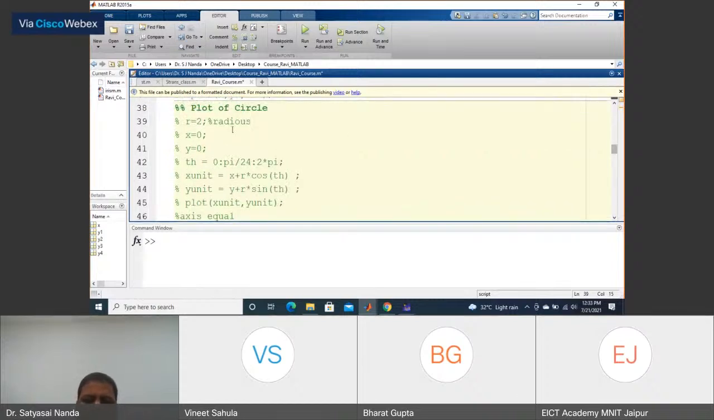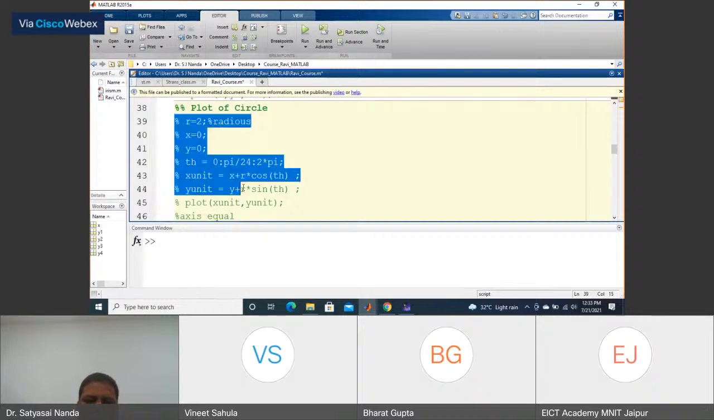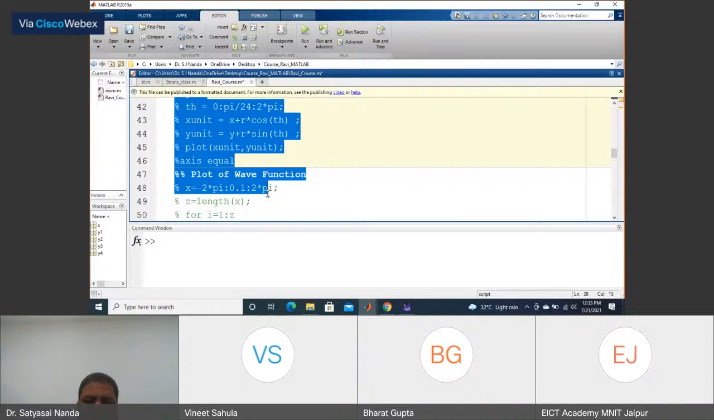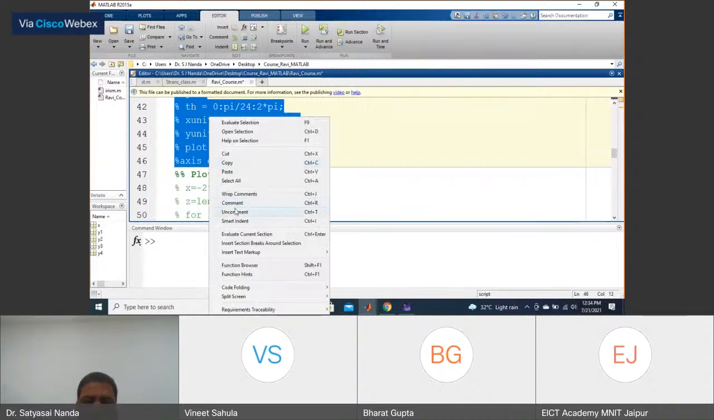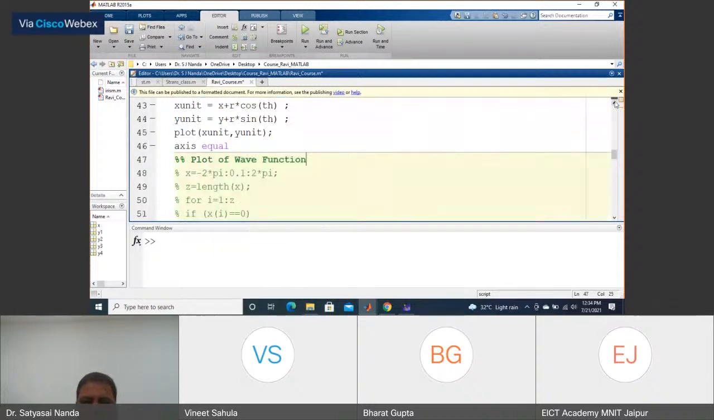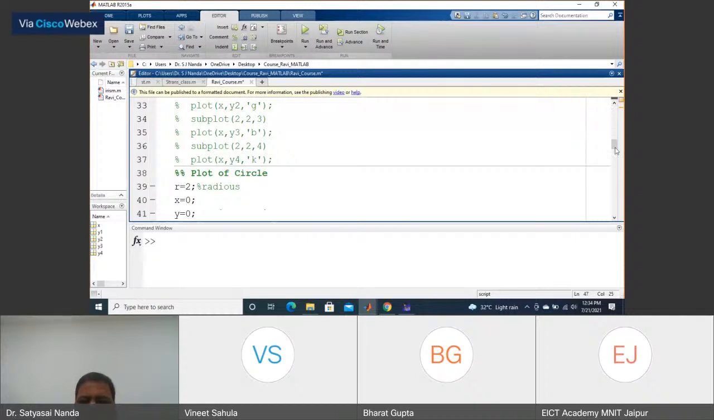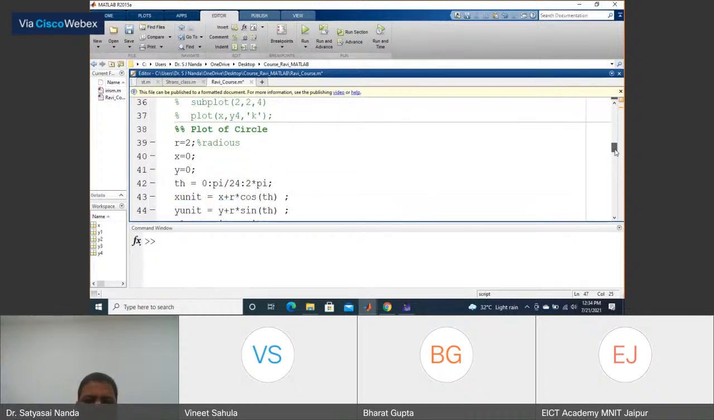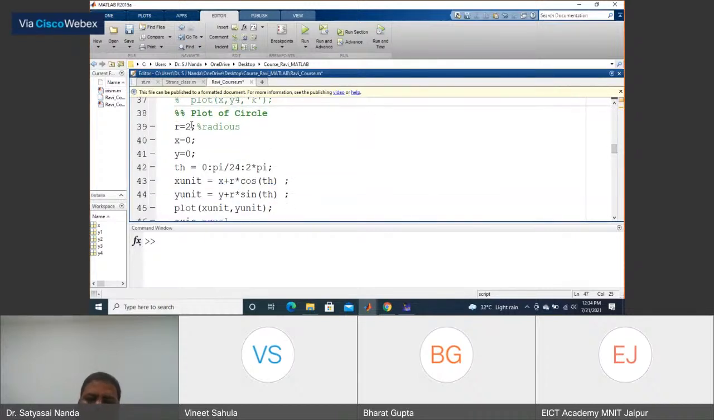A circle, you know, has a radius, and in x and y units, you need to plot it. So what I am going to do is I have taken the radius of the circle as 2. Then I want x and y to be 0, 0. The circle should be placed at the 0, 0 origin.